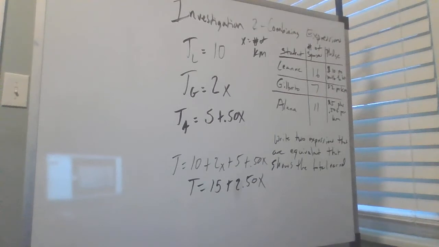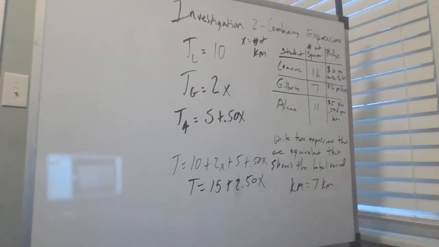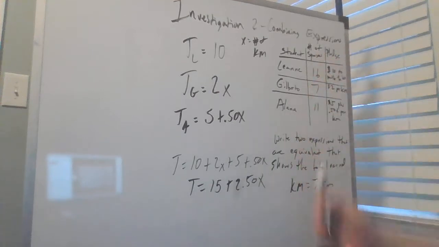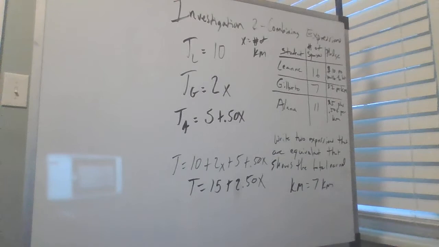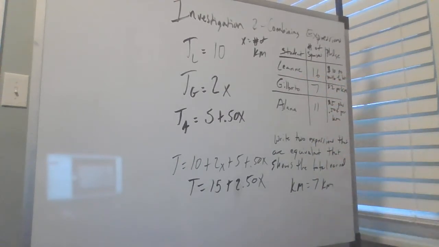Now, this is going to be funky because let's say, hypothetically, that between all of them, they each walked the same amount of distance. Let's say they walked a total of 7 kilometers. Okay. Now here's where it gets a little funky. We know that Leanne's amount doesn't change with distance, so we've got to pick apart how to use the equation. If Leanne, Gilberto, and Alana each walked a total of 7 kilometers, Leanne is getting $10 no matter how many kilometers this person walked.